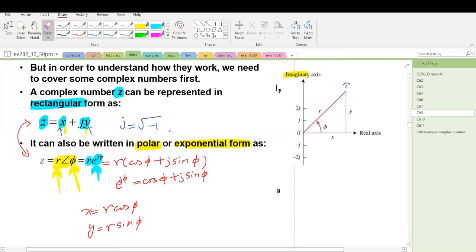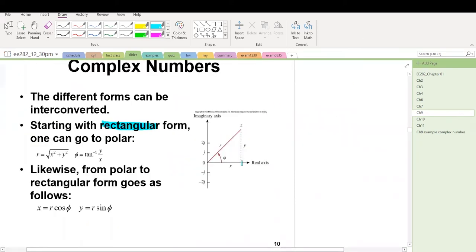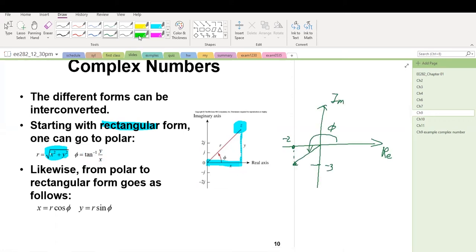So these are the three formats for expressing complex numbers: the rectangular expression, the polar form, and the exponential expression. If we know the value of x and the value of y, the magnitude of this complex number z equals the square root of x squared plus y squared. The angle we can calculate by the arctangent of the ratio y divided by x.